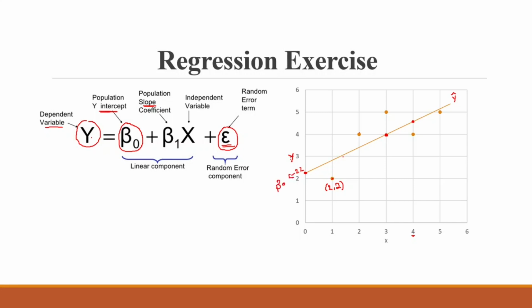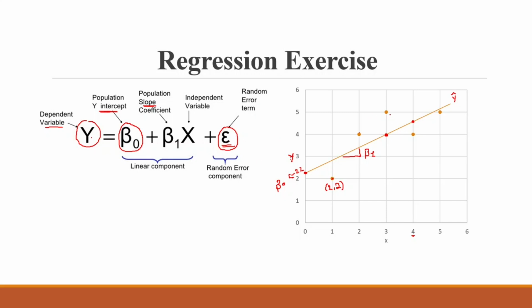Then the slope of this line is also very crucial in determining the y value, which is represented by beta 1. And finally we have something called random error, which we will not be using in our formula in future problems, but we should know what exactly this represents.